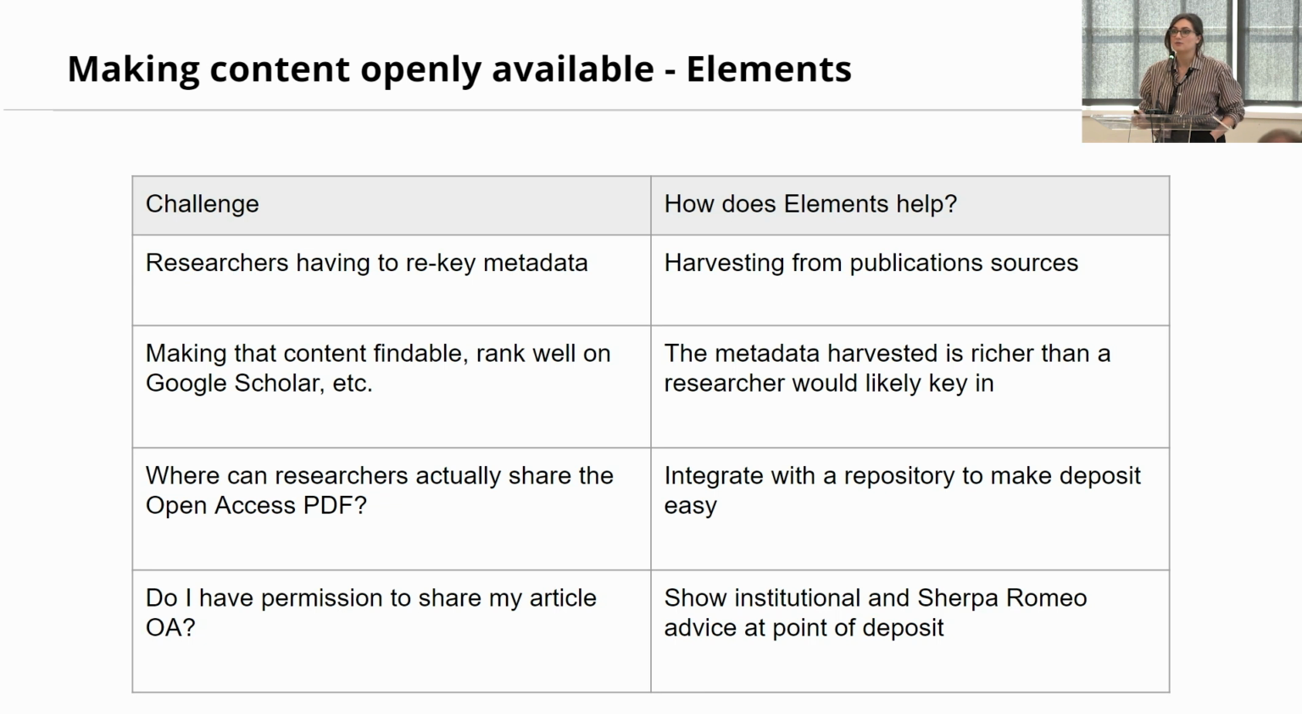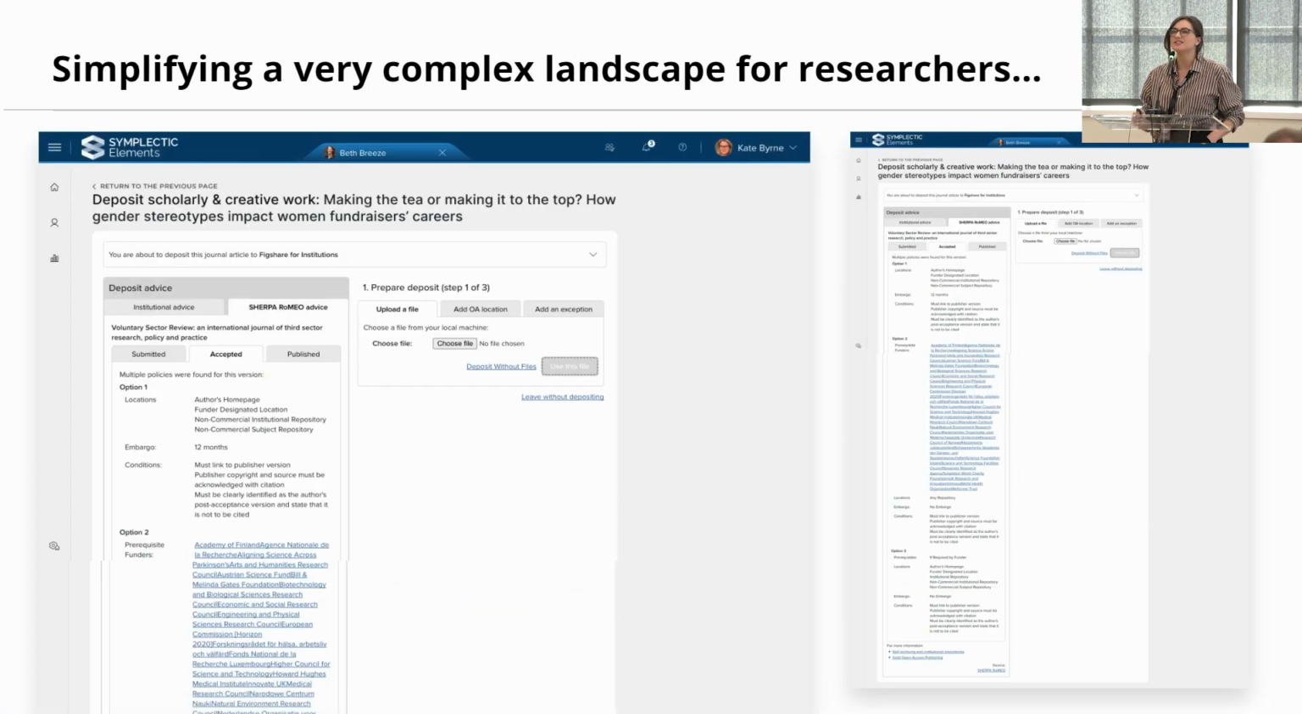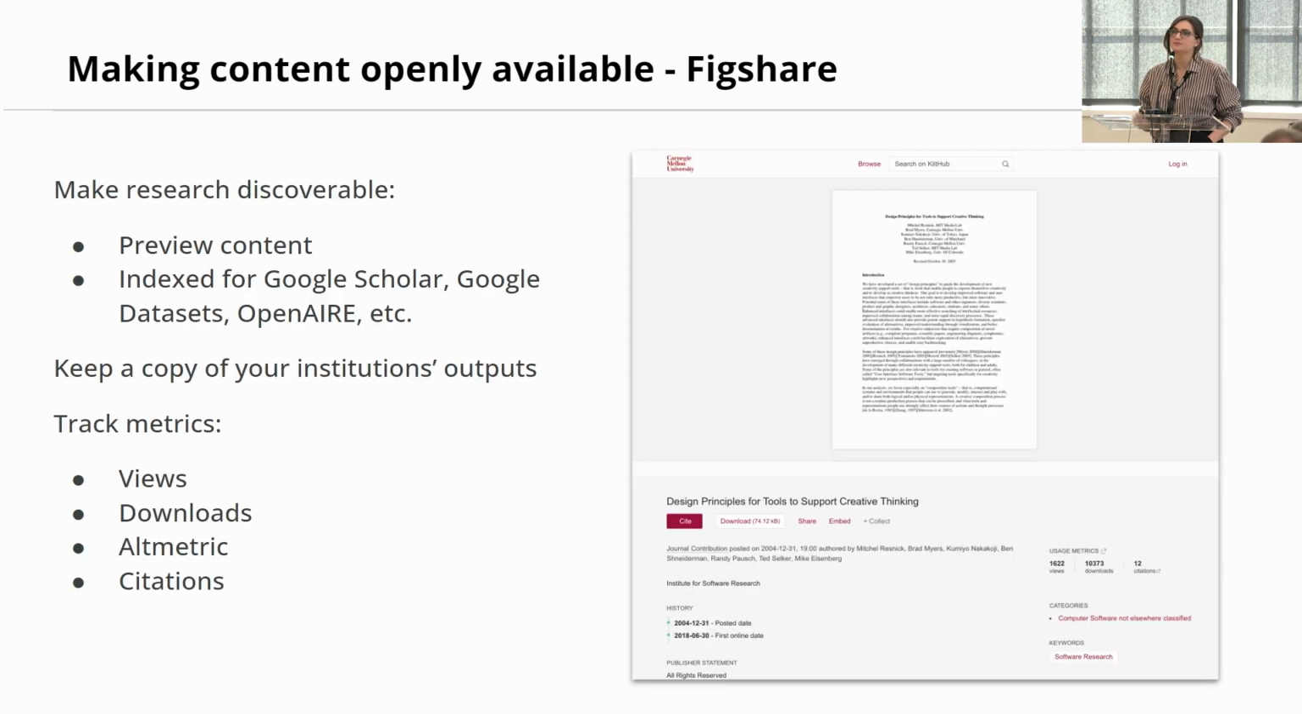And that whole do I have permission to share my article thing, well, Elements will allow researchers to see institutional advice on this, or also even query the Sherpa Romeo database at the point of deposit. And I've got some very tiny screenshots, but this is showing the Sherpa Romeo integration in action. So you can type in the journal you want to submit to, and it will tell you whether or not you're allowed to submit a copy and under the licensing restrictions and those sorts of things. So they can do all of the deposit workflow in one system.